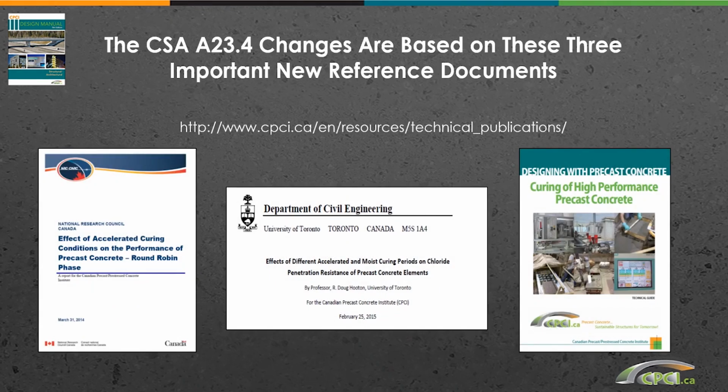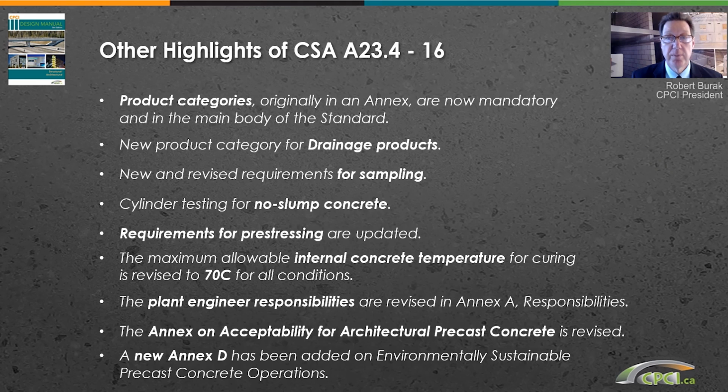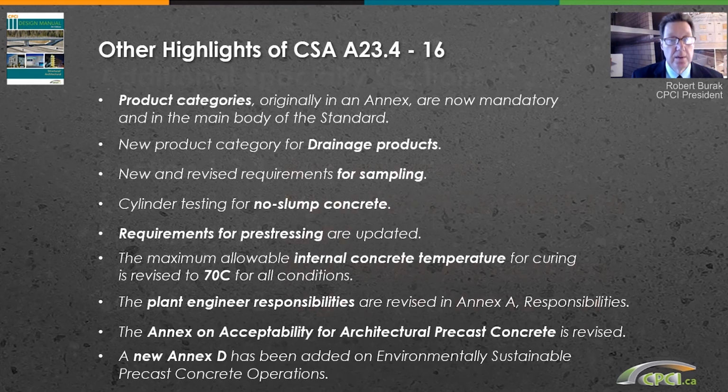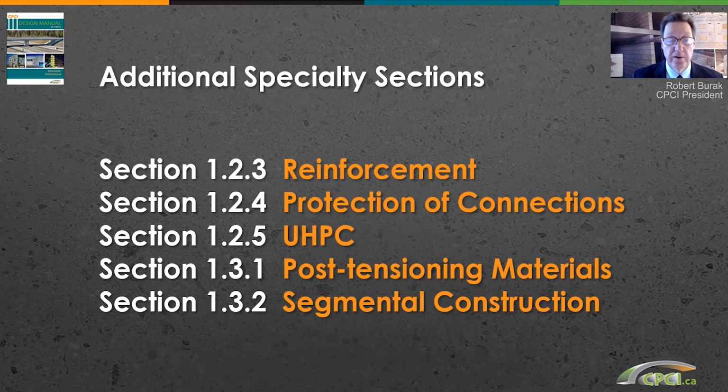These changes to the curing requirements were informed by research at the National Research Council of Canada and at the University of Toronto. These research reports are on the CPCI website under Technical Publications and are also summarized in the CPCI Technical Guide, Curing of High-Performance Precast Concrete. There are a number of other important updates to the CSA A23.4 standard. They are listed here and also highlighted in the chapter. These final sections highlighted here are specialty sections of the chapter that will also be of interest to the designers. Each section includes further reference sources for the reader.